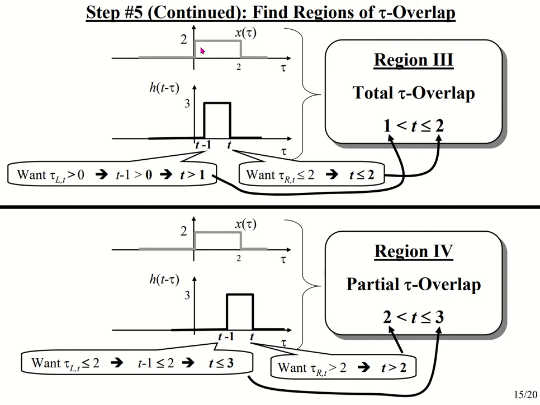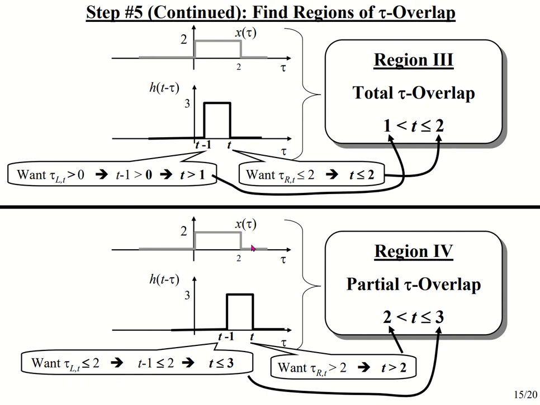there will be a maximum overlapped area, and this is possible when the leftmost edge of h and the leftmost edge of x, so both their left edges, are just below the edge of x, and then the signal for h slides toward right and reaches a point when the rightmost edge of h comes below the edge of x. So this is the duration when t lies between 1 and 2.